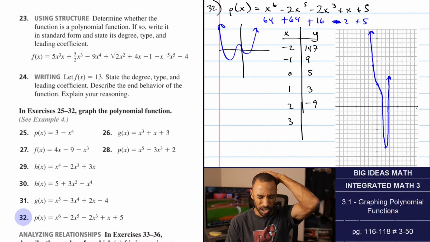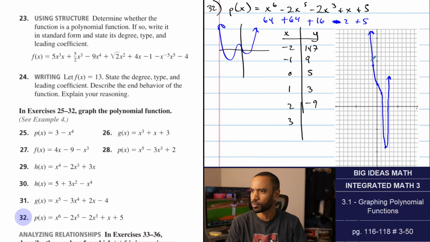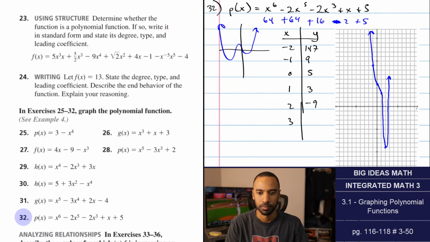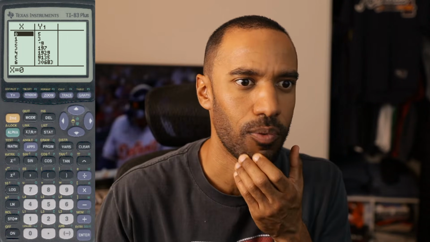What's 3 to the 6th? 729? I don't know. I'm going to do it on the calculator because I'm going to graph it anyway. So I'm going to type x to the 6. You can watch me on the calculator here. Graphing calculator. I'm going to do x to the 6th minus 2x to the 5th minus 2x cubed plus x plus 5. All right, I'm just going to go to the table and figure it out. X is 3, y is 197. So you can see it shoots up there. But let's go to the graph.